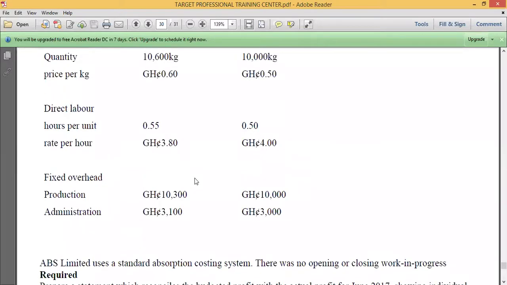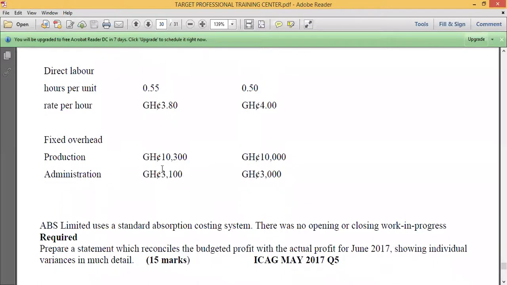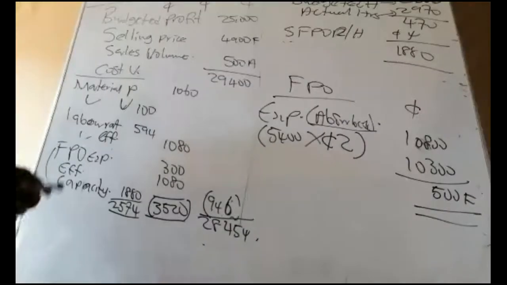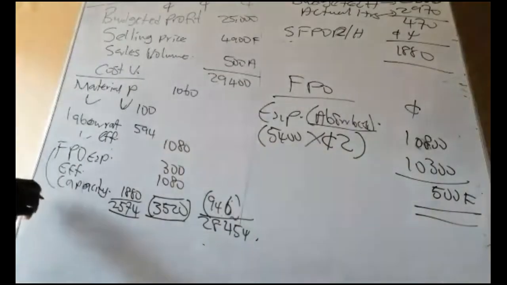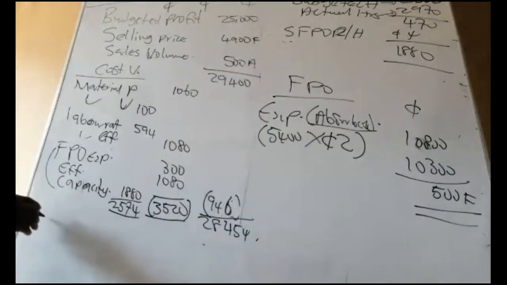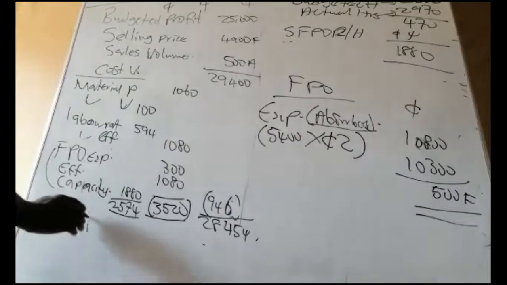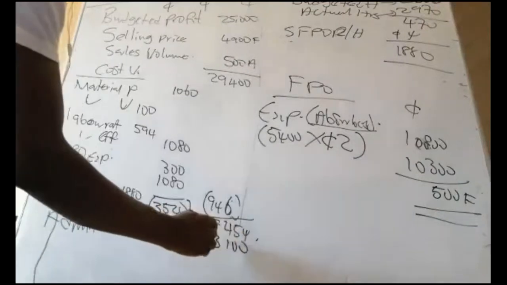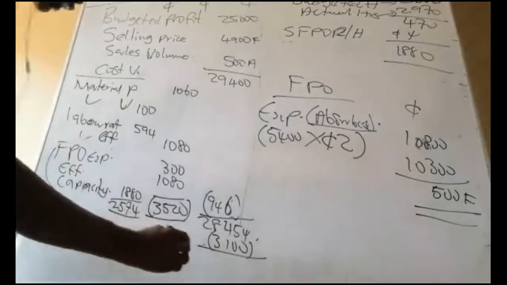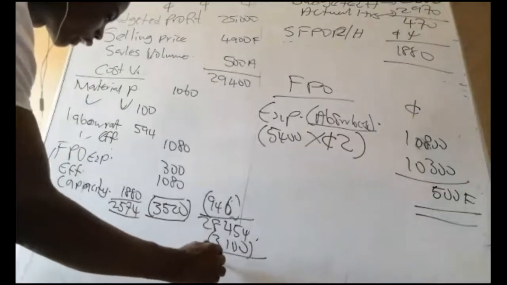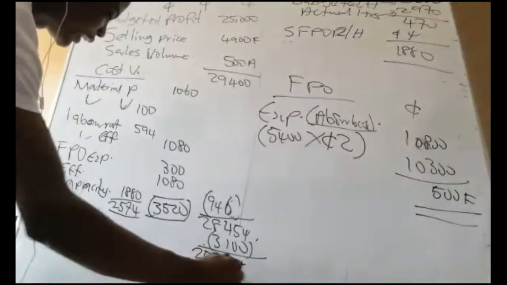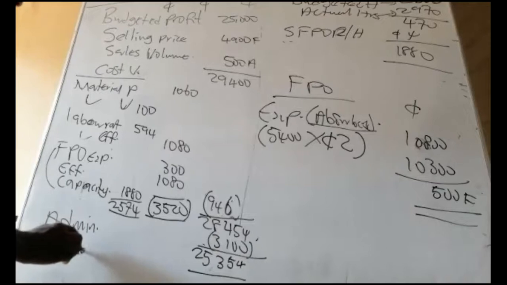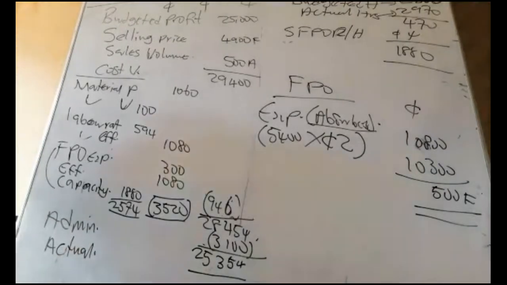So it will be 3,100. Good, actual is 3,100. So the admin cost is 3,100. Taking this off, you get 25,354. This is the actual profit. You can confirm it.